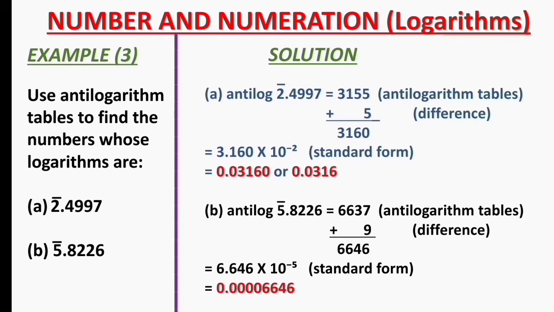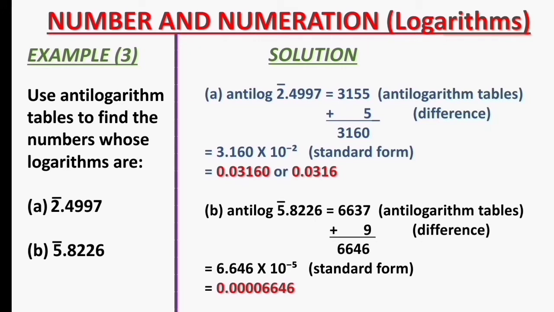To get our final answer, we are going to use the characteristic, which is bar 2, in writing a standard form of 3160. That will give us 3.160 times 10 raised to the power minus 2. The minus 2 is coming from the characteristic, which is bar 2 in the original question. So writing that standard form in ordinary form, the number in question A is 0.03160, which is also 0.0316, because the last 0 is not significant after the decimal point.